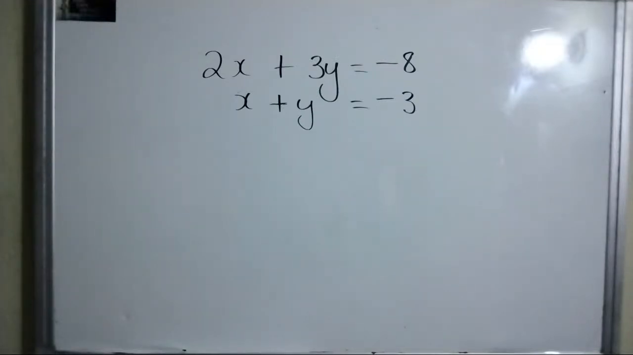So this one says 2x plus 3y equals negative 8 and x plus y equals negative 3.